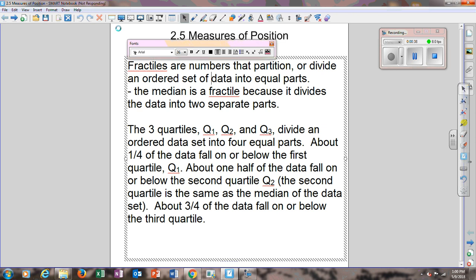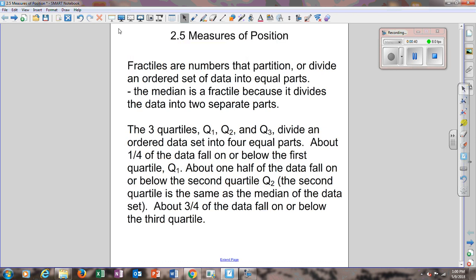The three quartiles, Q1, Q2, and Q3, divide an ordered data set into four equal parts. So those work this way. About a fourth of the data fall on or below the first quartile. Then the second quartile, which is the median, about half of the data falls on or below the second one. Then 3/4 of the data will fall on or below the third quartile, and you have one quartile above that.